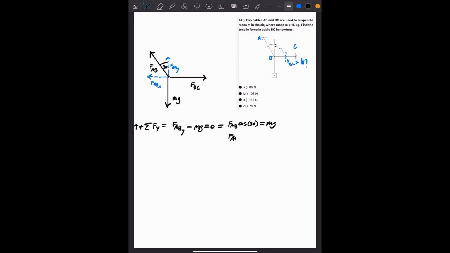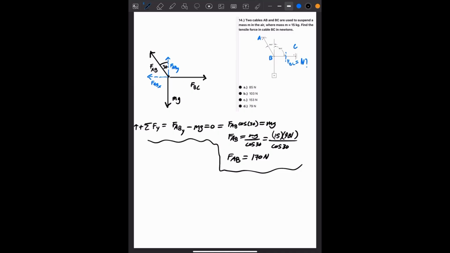So let's solve for FAB. It's equal to mg over cosine 30. So that's equal to 15 kg times 9.81 meters per second squared divided by cosine 30. So FAB is simply equal to 170 newtons. Okay, but FAB is not what we're looking for. We're actually looking for FBC.